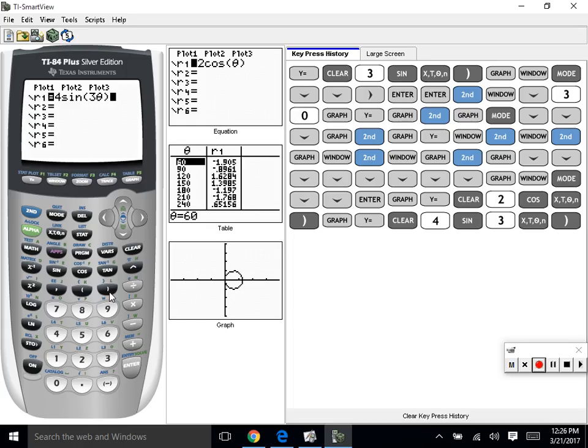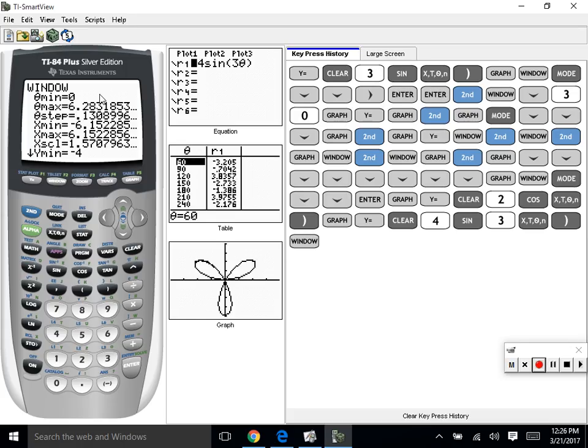Oh, that's gotta be it. See, you guys are so good at technology. What she means is, look at my window. Do you see how our X min and max, is that what you mean, Amelia? Theta min and max. So this would need to be 360. That makes sense, because this is radian. That's in radian.